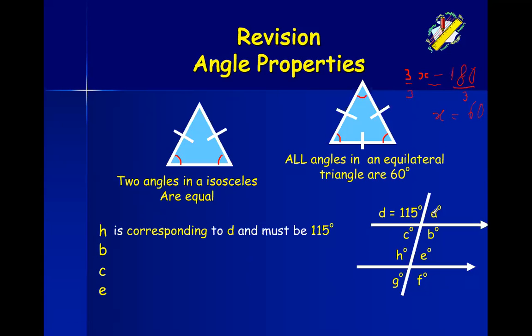So here, I can see a couple of letters. This is an F. I can identify an F, but I can identify a Z as well. So we will look at two properties when it comes to what we call alternate angles or corresponding angles. Okay, so H is corresponding to D. So if you see, you've got D here and H here.